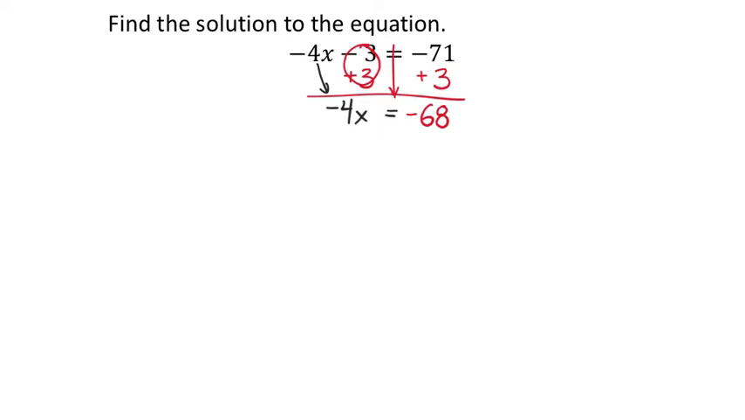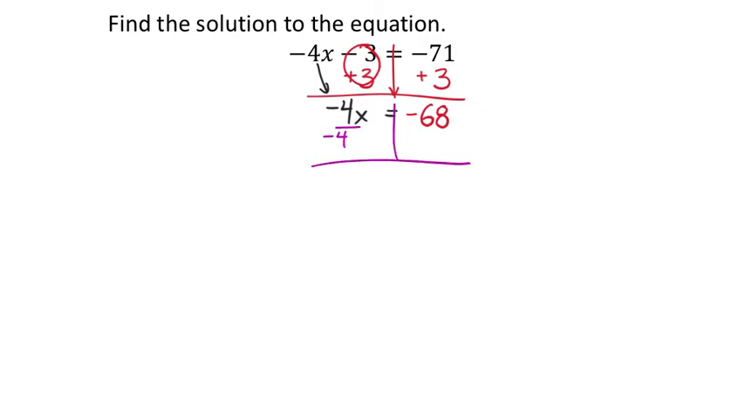But I don't want 4x's, I want 1x's, right? So I need another principle of equality here. And I'm going to show the division a little bit different than I did on the bell work. I'm going to show it as a fraction line. Remember, fraction lines are still division, right? So I'm dividing by -4.